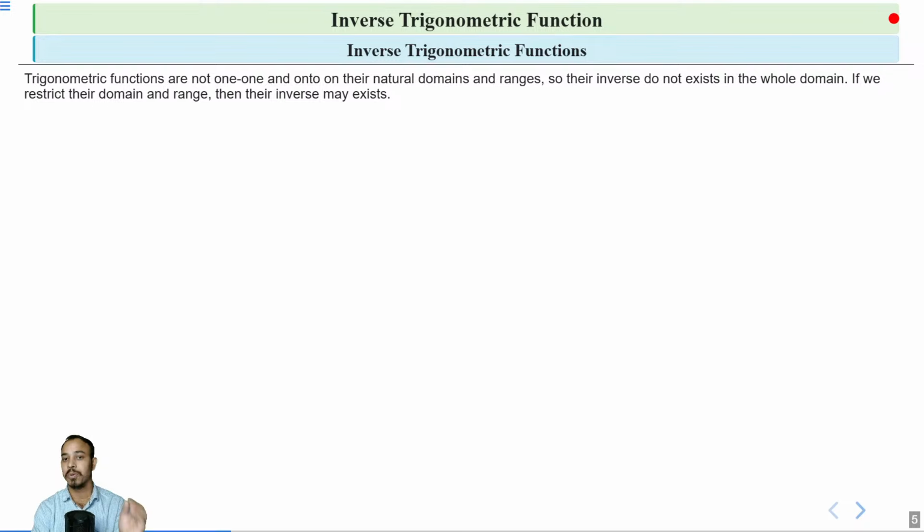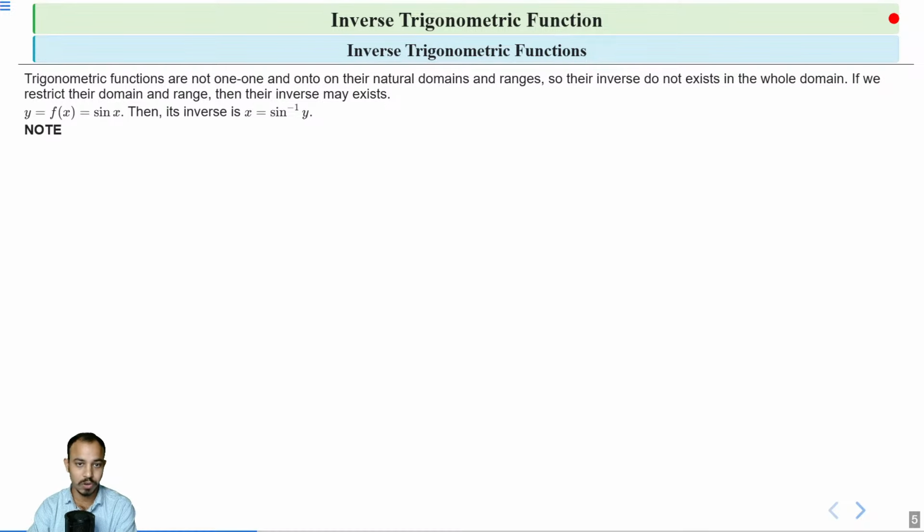So if we have any trigonometric function, for the inverse of that function to exist, we have to restrict its domain and range. Suppose you have y equal to f of x equal to sin x. Then its inverse will be written as x equal to sin inverse y.